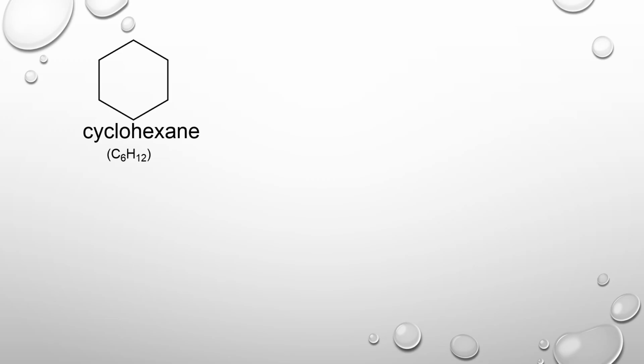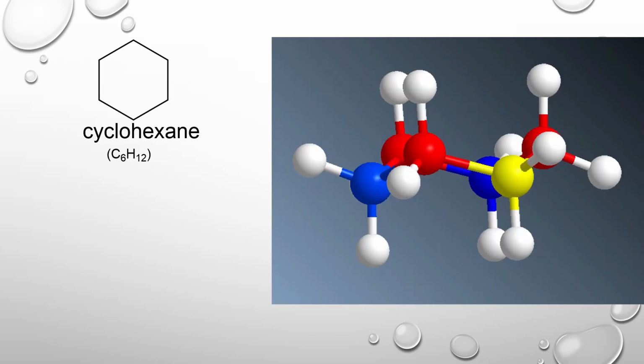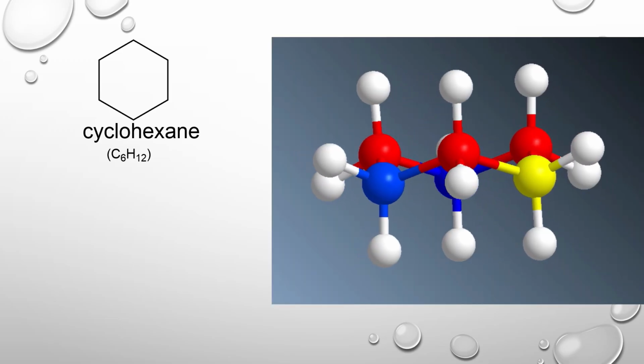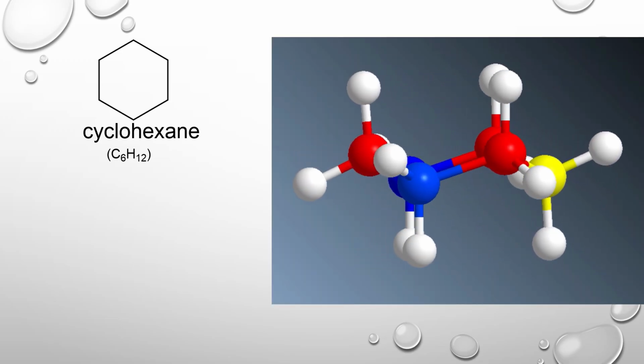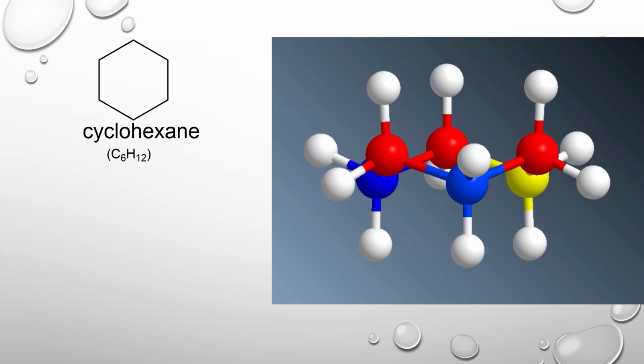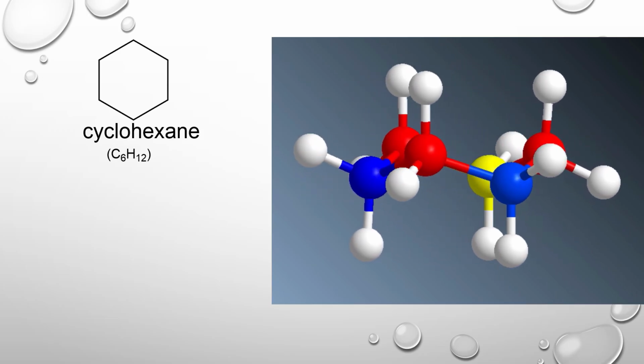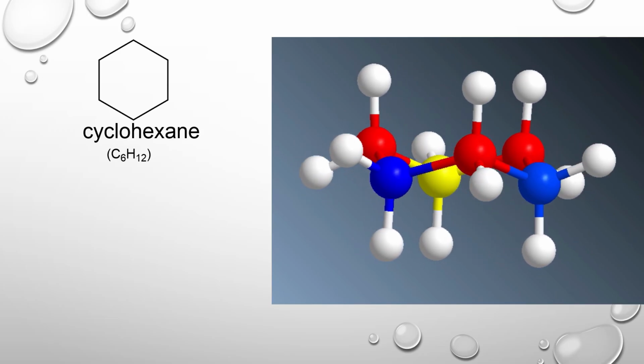So cyclohexane, hexane is 6 carbons in a ring. It's a common structure that you will use in the organic series. So I show you a 3D version of it. How does it actually look like? So it's something like this. You can see the carbons are actually colored in terms of red, yellow, and blue.